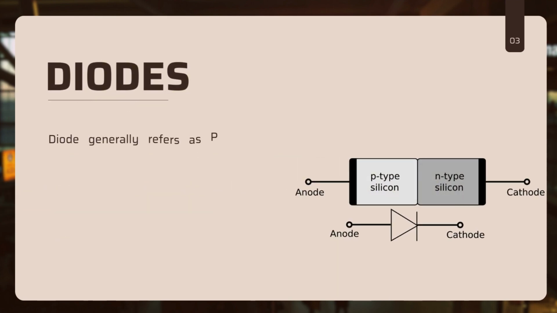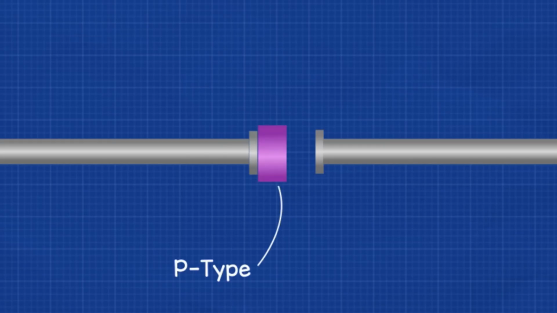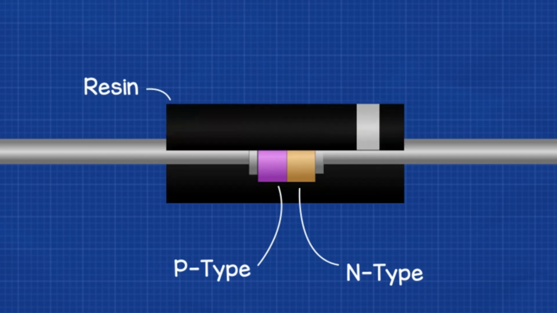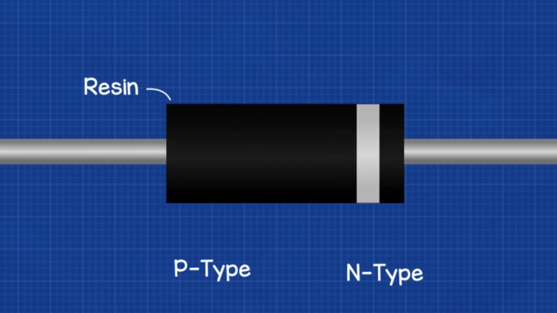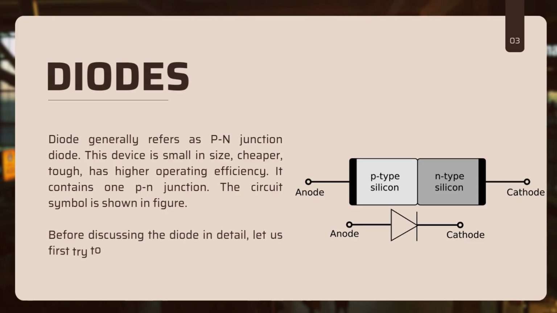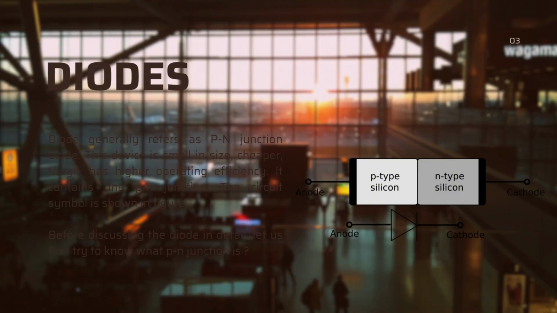A diode generally refers to a PN junction diode. This device is small in size, cheap, tough, and has higher operating efficiency. It contains one PN junction. The circuit symbol of a diode is shown in the figure. Before discussing the diode in detail, let us first try to understand what a PN junction is.